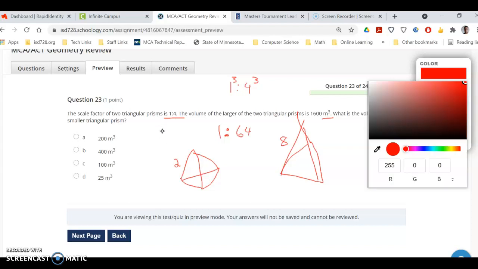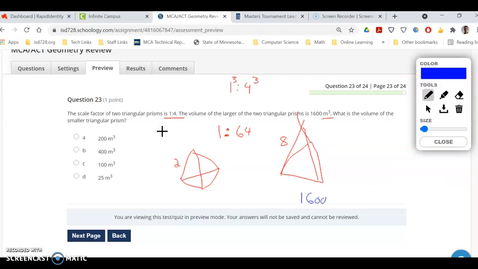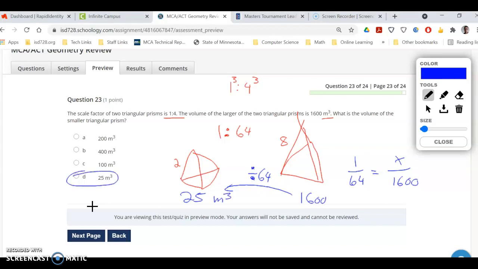Okay, so the other fact we know is that we have 1600 for the volume up here. And so basically, if it's 1 to 64, we have to divide by 64 to get the volume down here. You could also do a proportion like 1/64 has to equal x over 1600 and solve that. But either route would work. So I'm just going to do 1600 divided by 64 to get my answer. So the volume for the smaller one is just 25 cubic units.